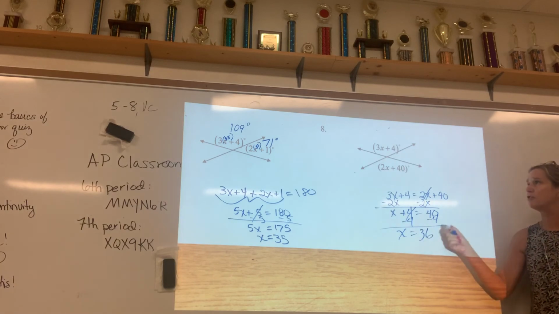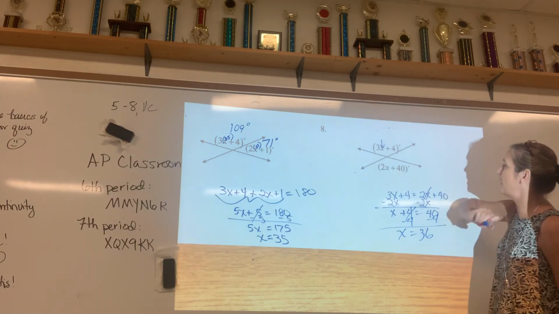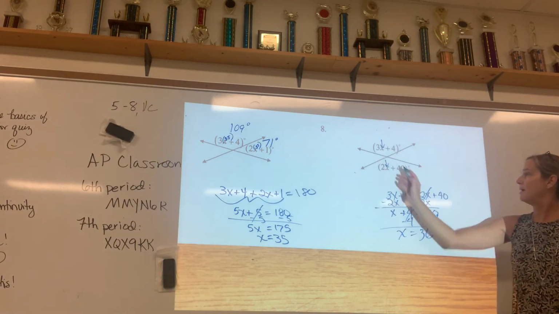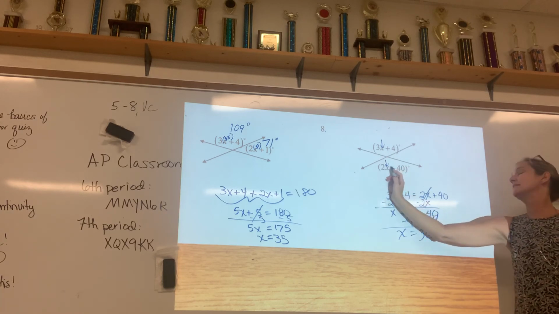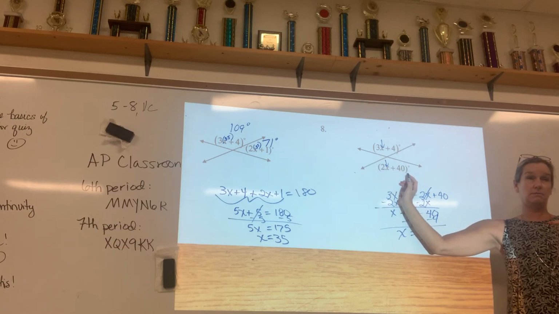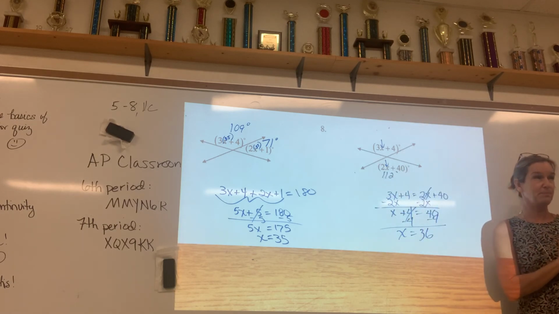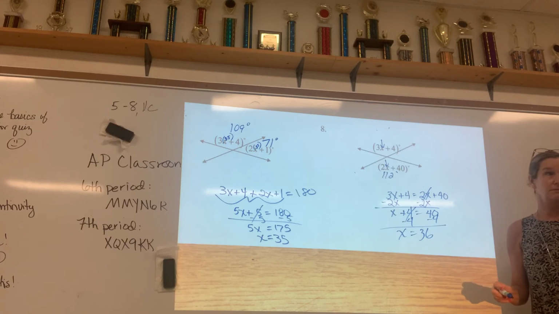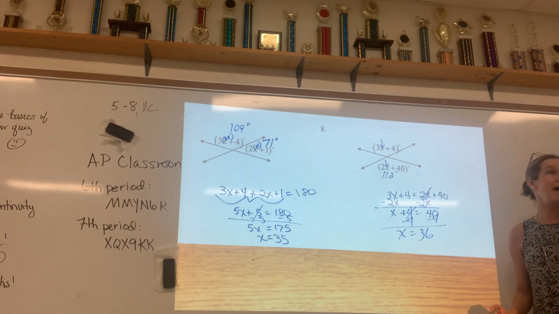Again, that's not a degree. I still need to take that 36 and plug it in right here, okay? And right here. So, if x is 36 right here, 2 times 36, 72, plus 40, 112? Did you guys get 112? Did I do that right? Okay. Now, what should I get for the other angle? They're vertical, so I darn well better get 112 for that one also.